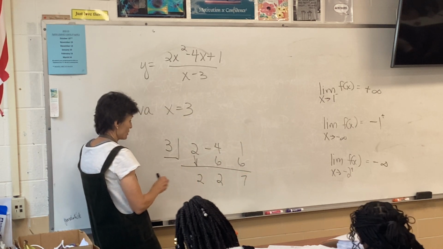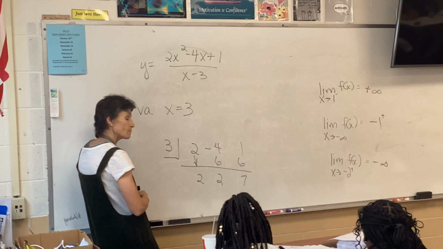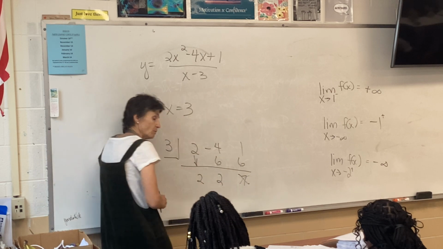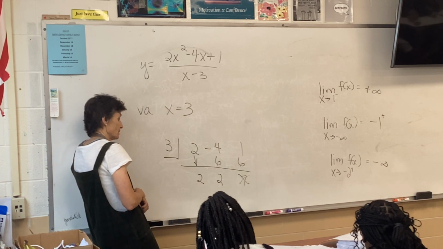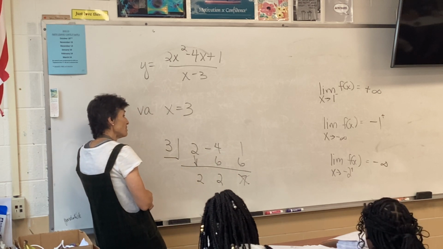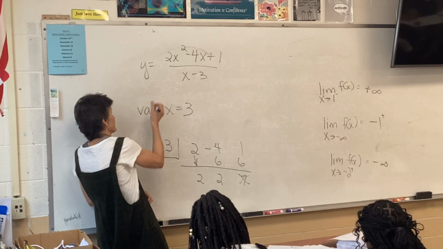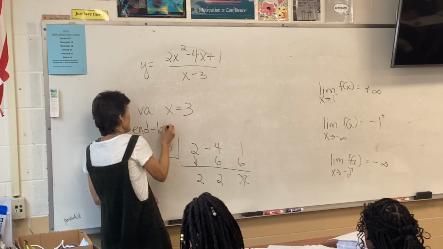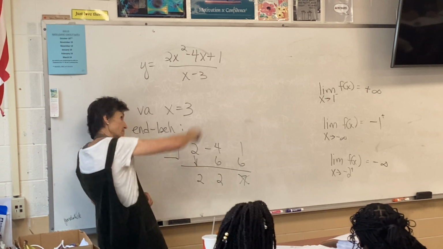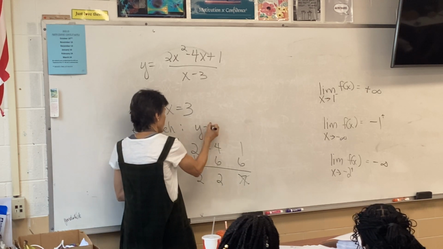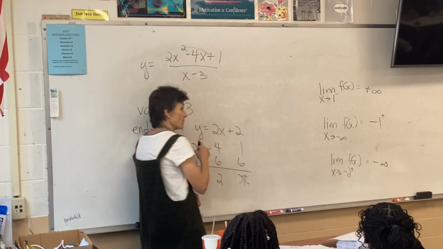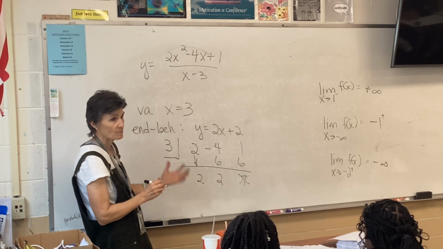So hopefully my division is somewhat correct. Remember, that's the remainder of the division and it does not count. What's left is your asymptote. So you have an end behavior asymptote. This is my vertical. I have an end behavior asymptote or a slant asymptote. We're going to call it a slant asymptote at y equals what? 2x plus 2. Now remember, that is an equation, so don't just write 2x plus 2.